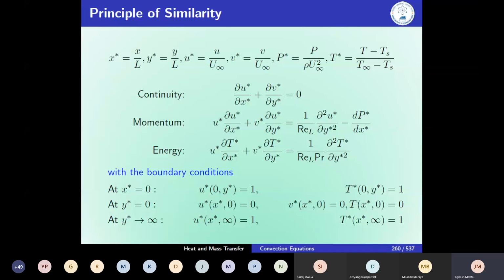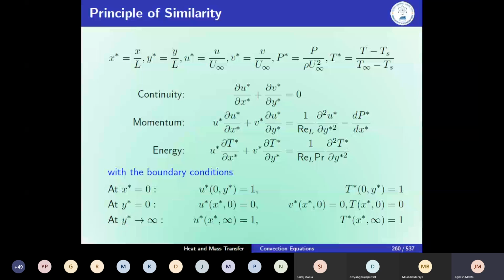Then u star is u upon u infinity. So you divide your given value of u by u infinity, right? So what is going to be the maximum value of u star? It can be maximum 1, right? So it varies from 0 to 1. Similarly, v star, again the reference parameter is u infinity only. So v upon u infinity. P star is related to the kinetic energy, p upon rho u infinity square.